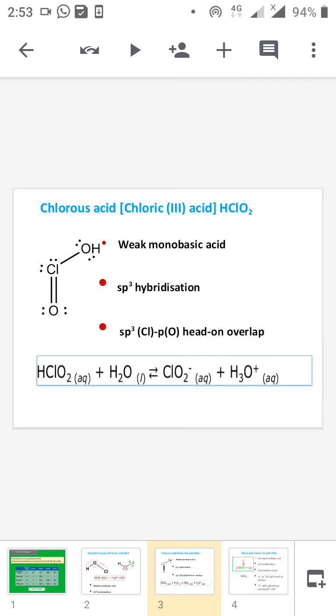And here we can see that there are 4 sp3 hybridized orbitals, in which 2 of them are occupied by lone pairs of electrons, and one is used to form the sigma bond with the oxygen atom, and similarly the other sp3 hybridized orbital is used to form the sigma bond with the p orbital of the oxygen atom. And this is the structure of HClO2.